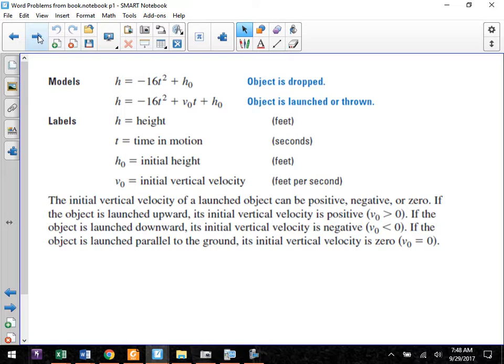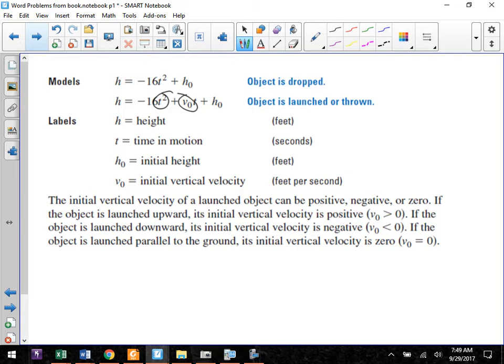So all this talks about the three different variables here. Time is always in seconds. This v sub o is the initial velocity, and then h sub o is the height at which it starts. So if I'm taking the initial velocity of this ball, dropping it from 6 feet, the function would have been negative 16t squared plus 6. Okay, that's all that means.